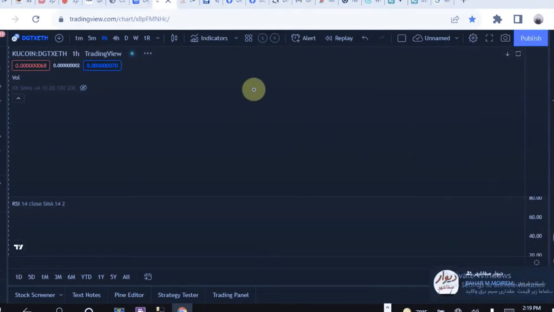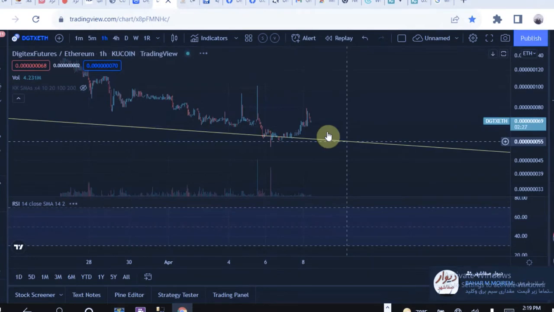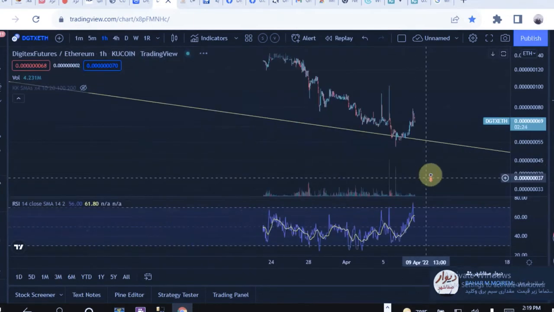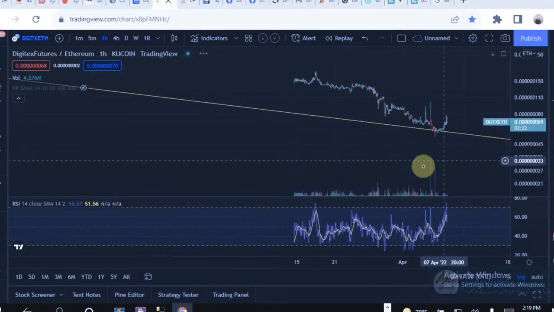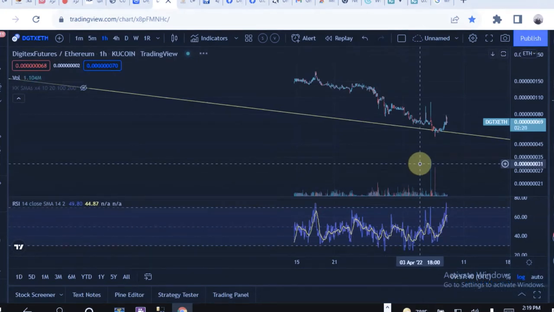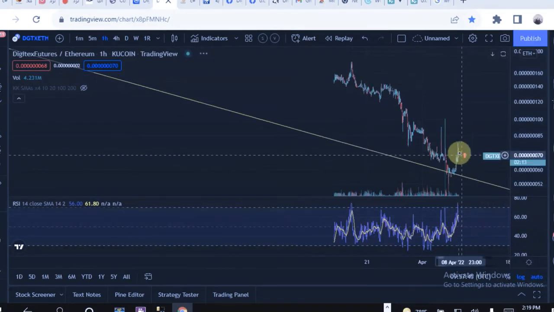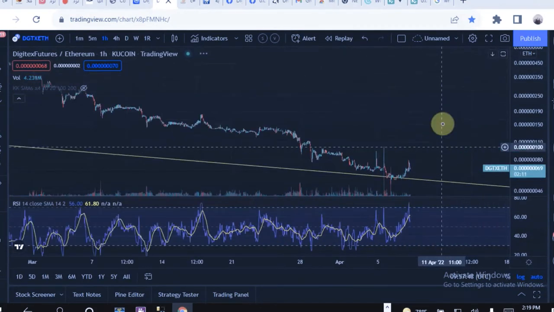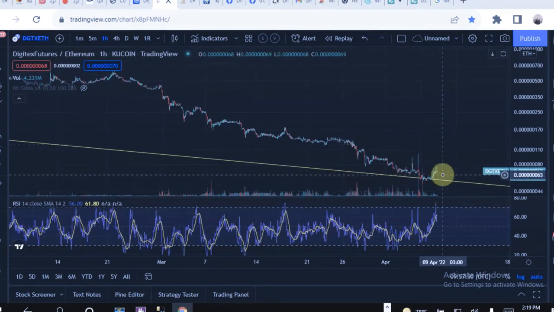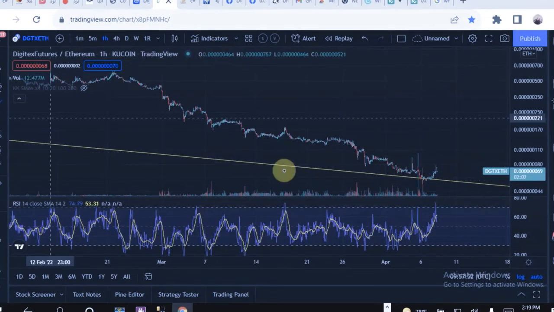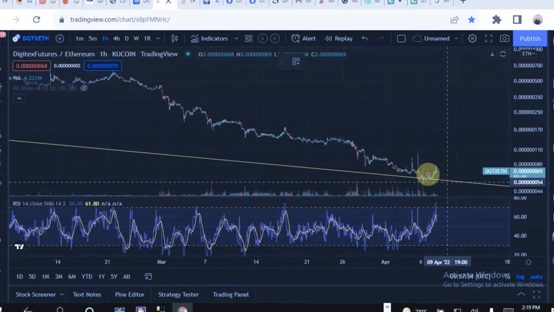I go view. Yes. Trend line. Breakout. And it's best position for you. That input currency.